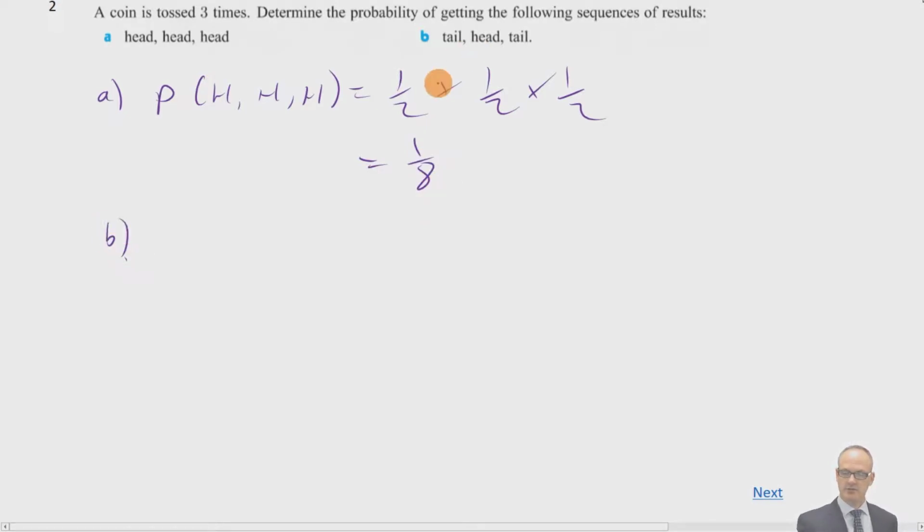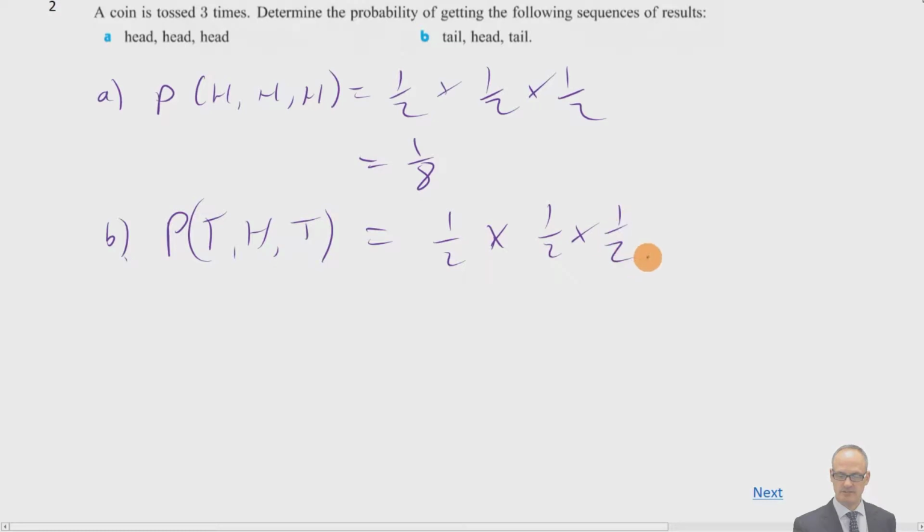Part B, we want a tail, followed by a head, followed by a tail. So it's in that order. The probability of getting a tail the first time, times the probability of getting a head the second time, times the probability of getting a tail the third time, is also equal to 1/8. Now, if it was just 2 tails and 1 head in any order, then we'd need to also consider tail, tail, head, and head, tail, tail, which is also 1/8 each. So therefore, you'd get 3/8 in total for that.